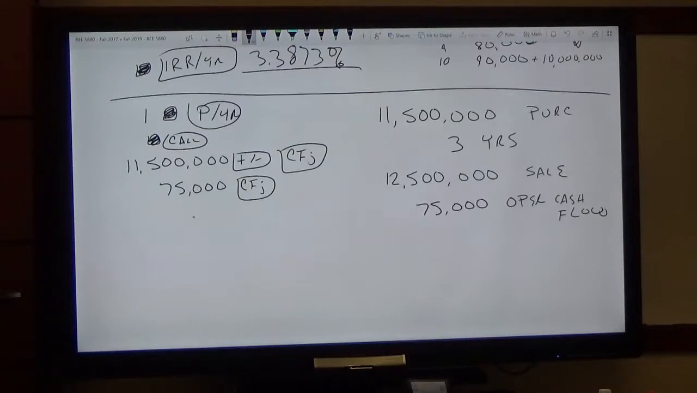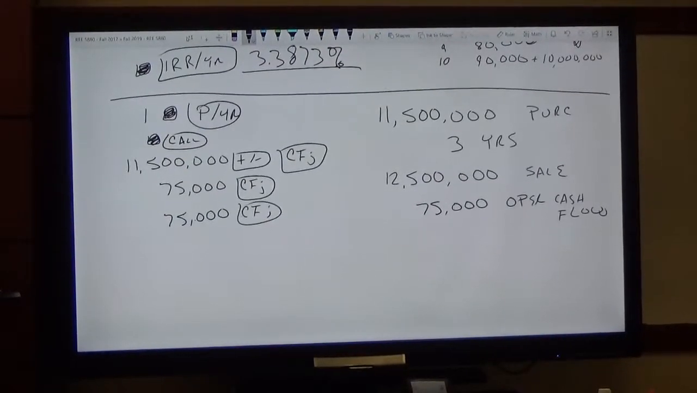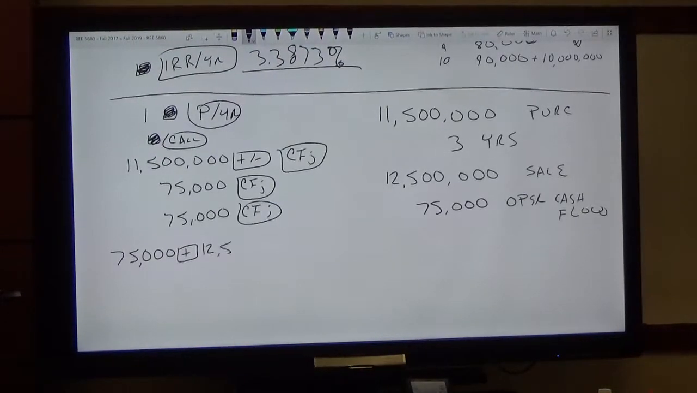You really want to do that? Aren't you going to add the 12.5 million to the third year? Well, hopefully you are. Yeah, okay, my bad. You caught me before I had a chance to think through it. Let's just put in 75,000 as the second cash flow, and then put in 75,000 plus the 12,500,000 as our final cash flow. Then solve for internal rate of return.